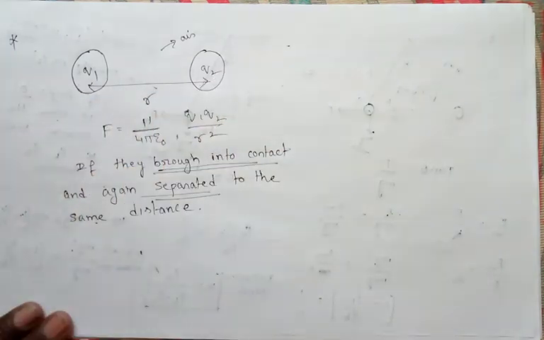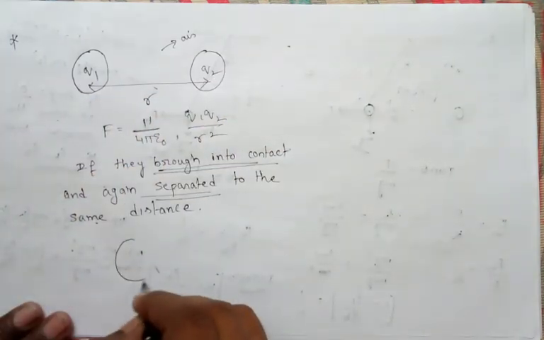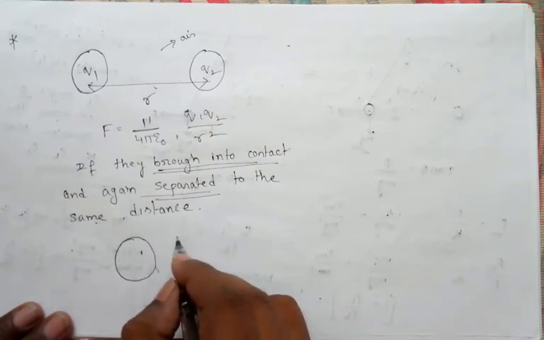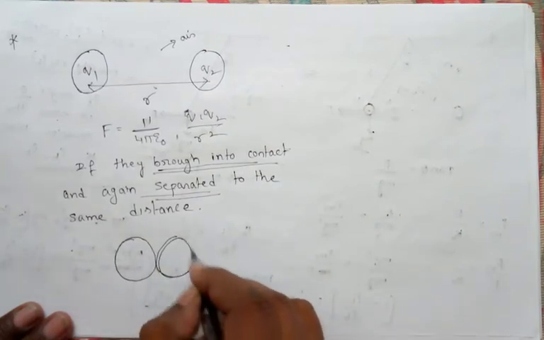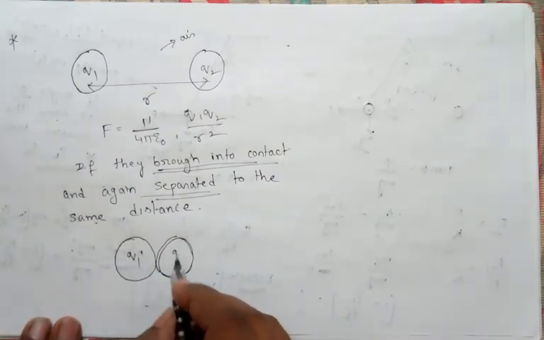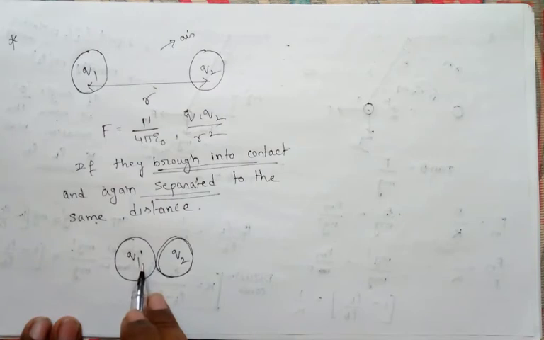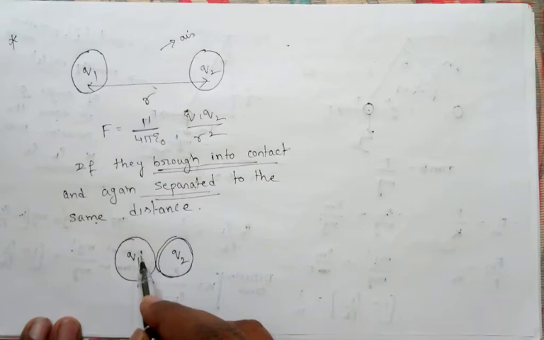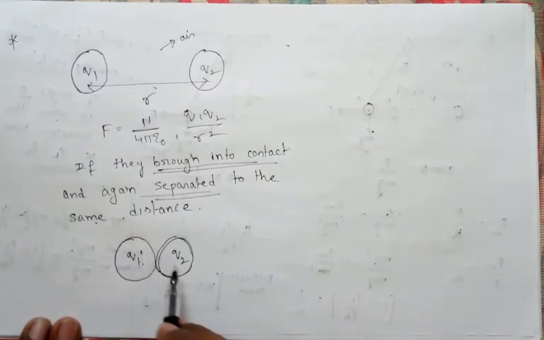Once they are brought into contact, we discussed electrification by conduction. Do you remember? When you bring two unequal charged bodies into contact, if Q1 is more, some excess charge will be received by Q2; if Q2 is more, some excess charge will be received by Q1. Like this, exchange of charges takes place, till both the bodies acquire the same charge.